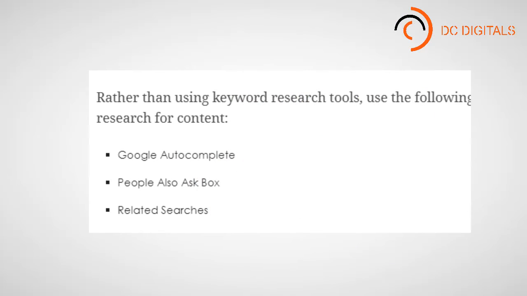Rather than using keyword research tools, use the following to research for content: Google autocomplete, the People Also Ask box, and related searches. The queries that reflect in these areas in the search results are the mirror of what people search and how people search, so use these as clues to how you write your content.